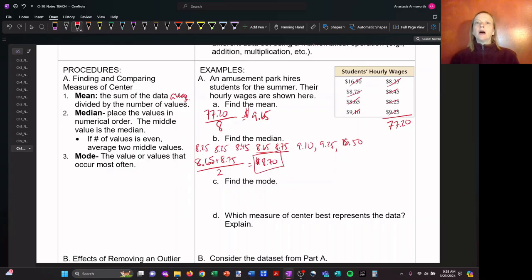The mode. Perhaps you've heard, again, a non-math use of this word. Mode just means fashion. And the fashionable number is the one that appears most frequently in the data set. If I look at this data set, it's easier again if the values are listed in order, because it's easier to spot the repeat values. My only repeat value is the 8.25 that I had in the very beginning. So that 8.25 is a repeated value, so that is my mode. $8.25 is the only repeated value.